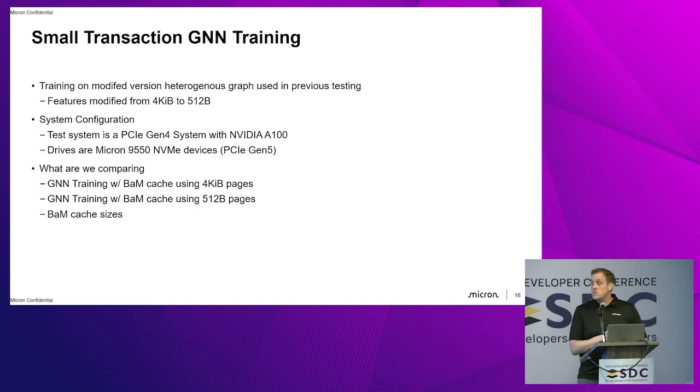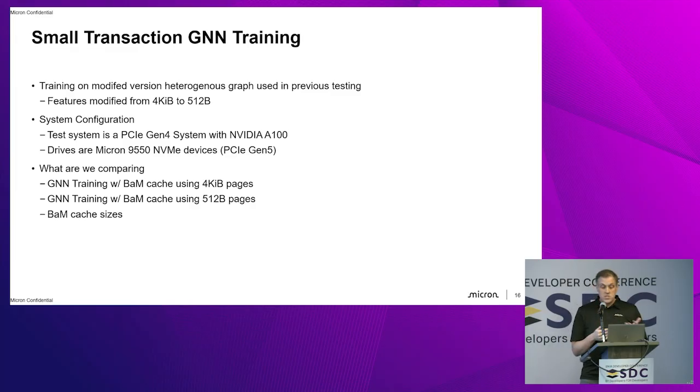We did also do a modified version of the GNN training test. We took the heterogeneous data set, and then we modified those 4K features into 512 byte features, so we could do the same training workload with these smaller transactions. The test system for this one was a PCIe Gen 4 system with the NVIDIA A100, and used our PCIe Gen 5 drives.